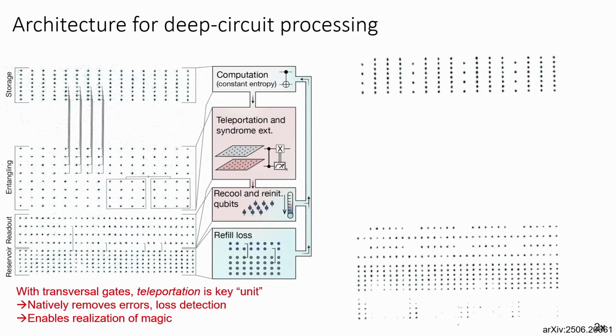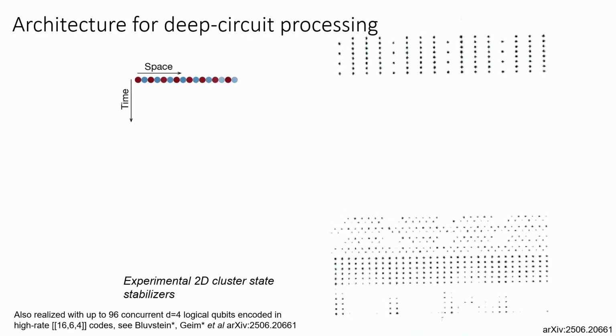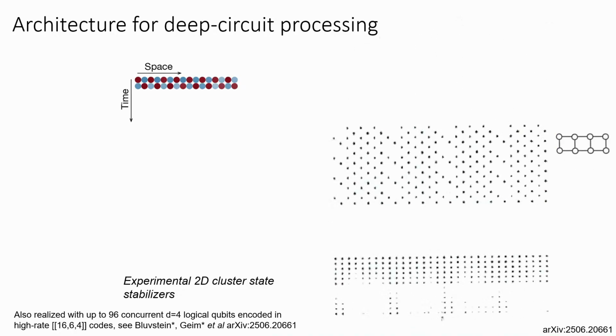When you do the computation, it's imperfect. It generates entropy. That's a very fundamental thing. And then you have to remove entropy. And that's what this fridge-like process does. And I think teleportation is really a very key way of thinking about the whole thing. And this is what our poor atoms are going through in order to make cluster states.